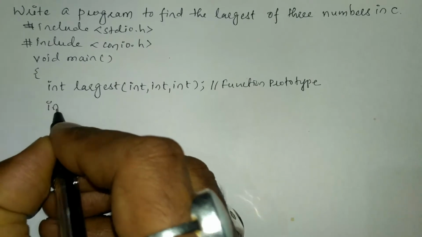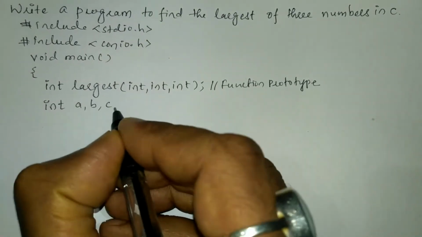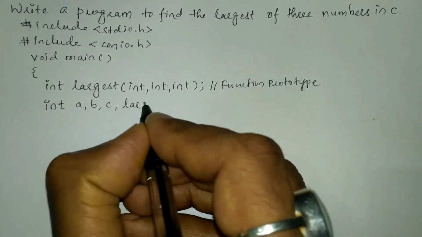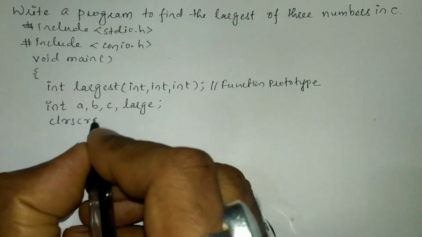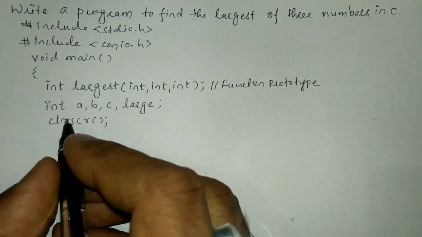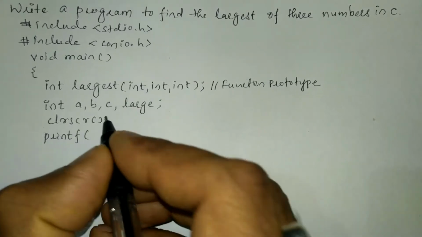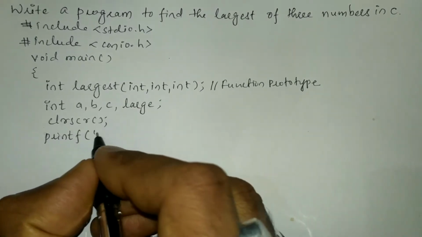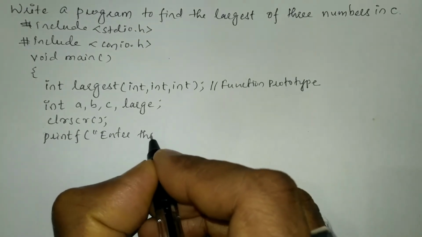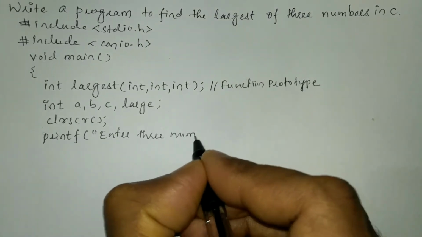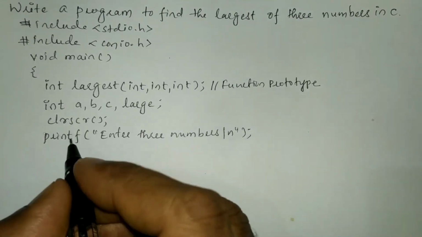Now let us declare the variables: int a comma b comma c, and the next variable is large, and put semicolon. And here I am going to write the clrscr function, which is used to clear the screen. And now we will ask the user to enter three numbers in a printf statement. In double quotation marks I am going to write enter three numbers \n, end the double quotation mark, and put semicolon.